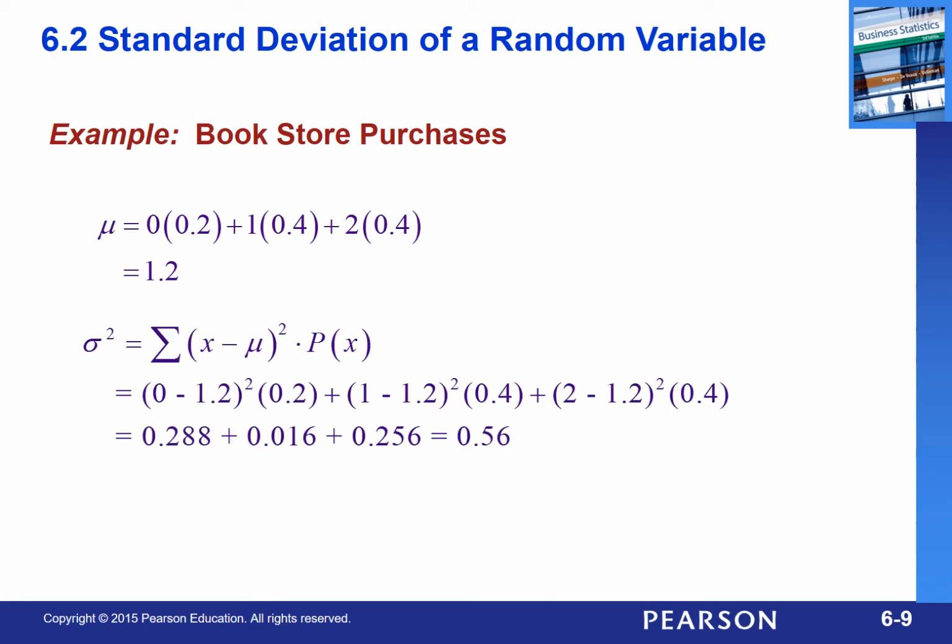So I subtract the 0, the 1, and the 2 from the 1.2 from 0, 1, and 2. That's the deviations, and square them. So this is the deviations right here. And then multiply them by their respective probabilities. Add all those values together, and that comes up with 0.56. Then you're going to take the square root of that to get the standard deviation.